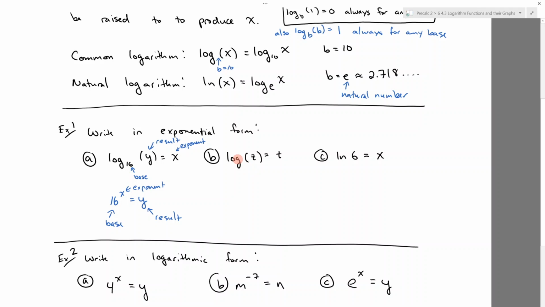So we just follow this. Here, log, when the base is not written, means that it's base 10. This is the exponent, and this is the result. So in exponential form, you have 10 raised to the exponent, which is t, is equal to z. Here we're just switching to exponential form. We're not calculating anything.